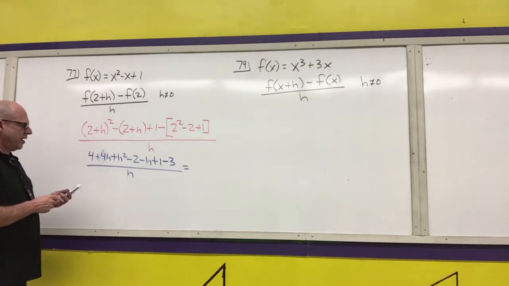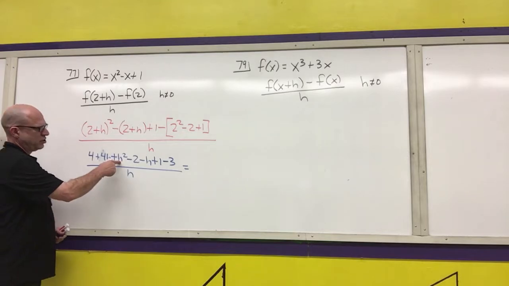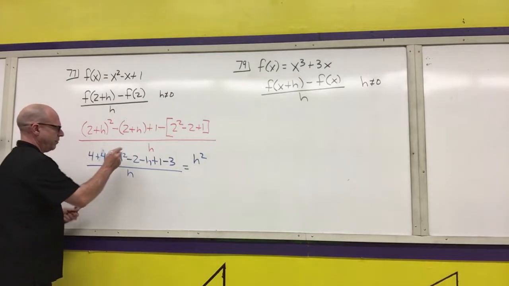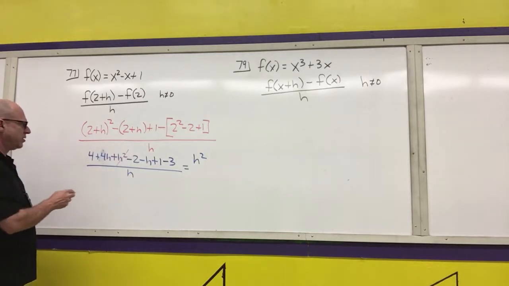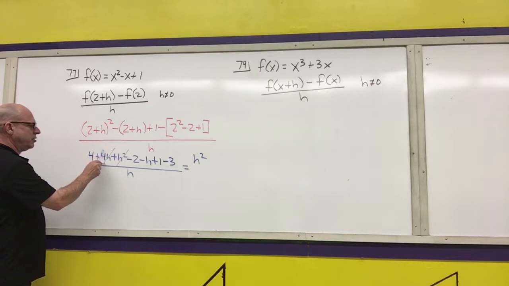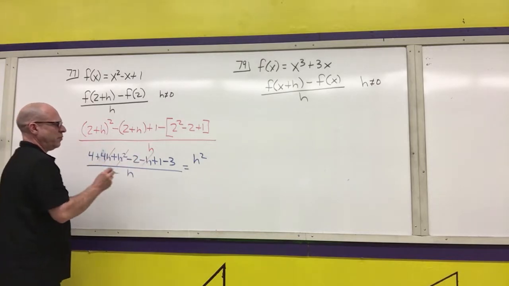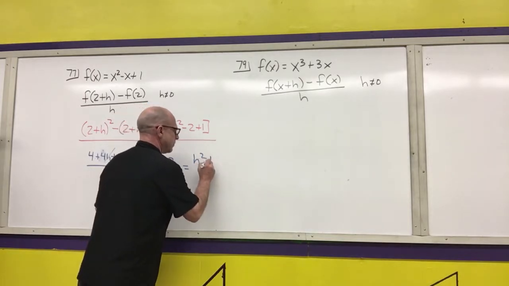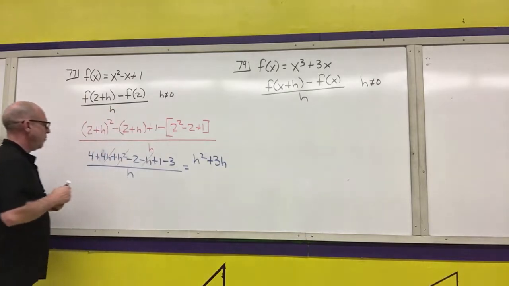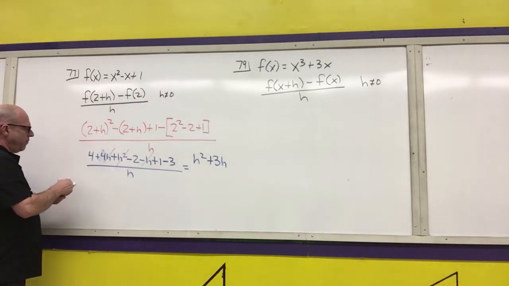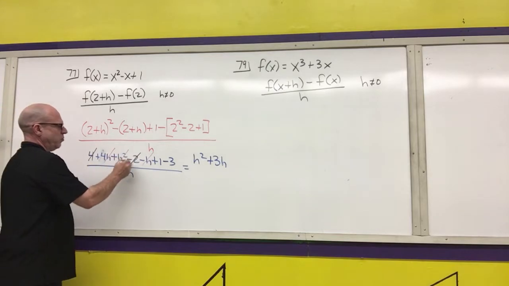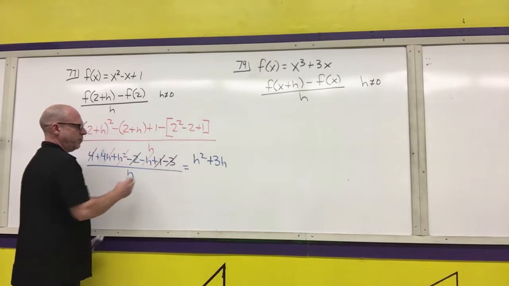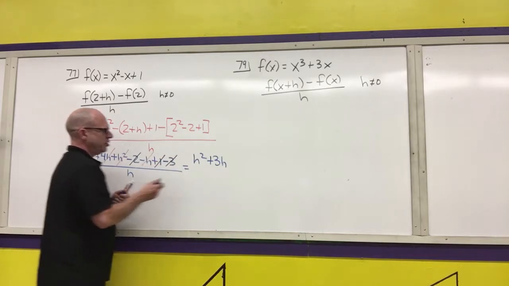And now let's simplify and write the numerator in standard form. I only have one h squared term, so it's h squared. I'm going to just cross it off in red so I know I've used it. For h's, I have 4 h's minus an h, which would give me 3 h's. And for my numbers, I have 4 minus 2, which is 2, plus 1, which is 3, minus 3, which is 0, all over h.